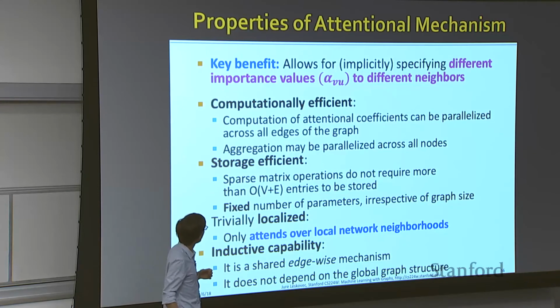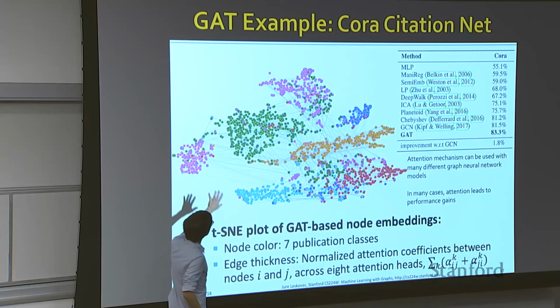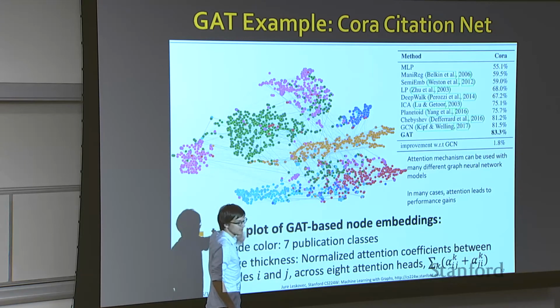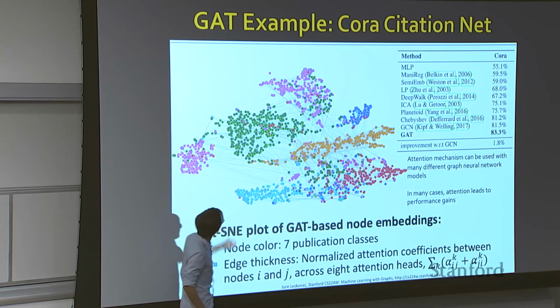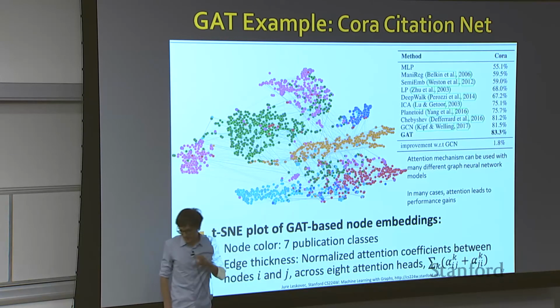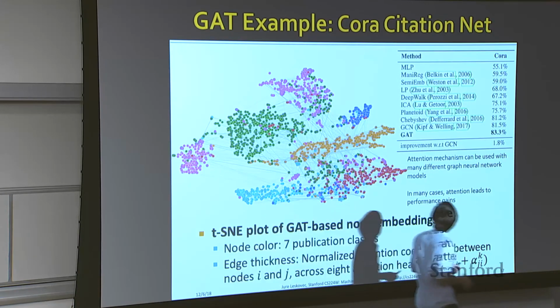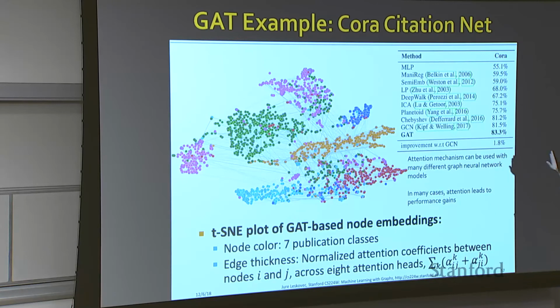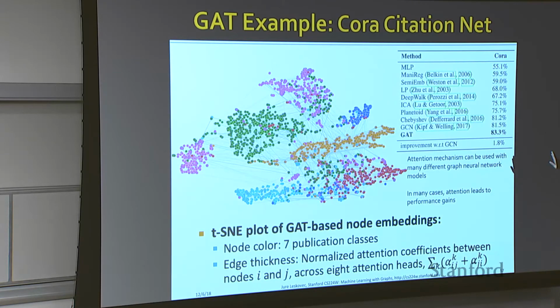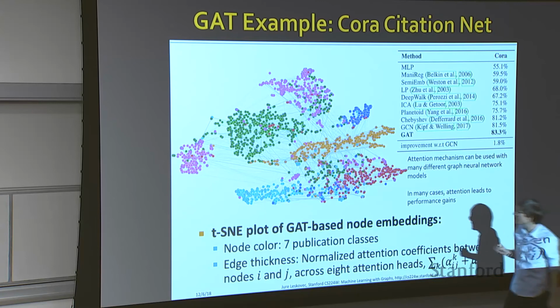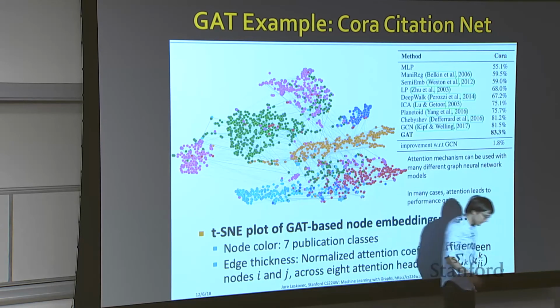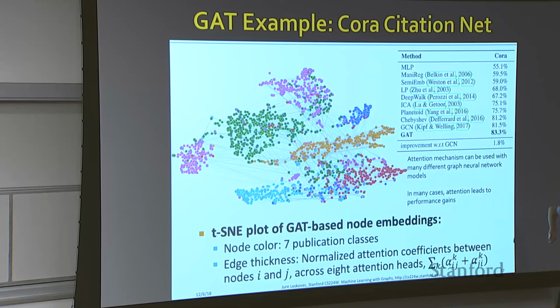So to give you an example, here is a graph of a citation network where every node is a paper, edges are papers citing each other, different papers belong to different subject areas, different areas of science, and the goal is to predict the subject area of a given paper, here indicated by color. For example, if you only use the text of the paper, your accuracy would be 55%. If I just take the text of the paper and try to predict the discipline of the paper, I would get 55.